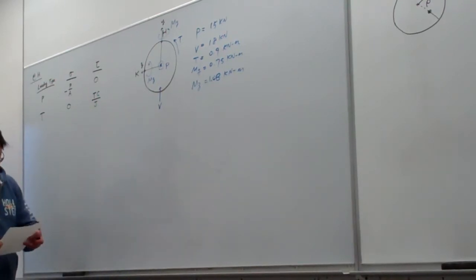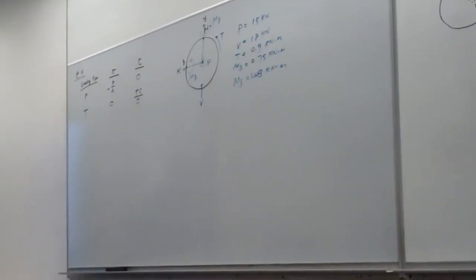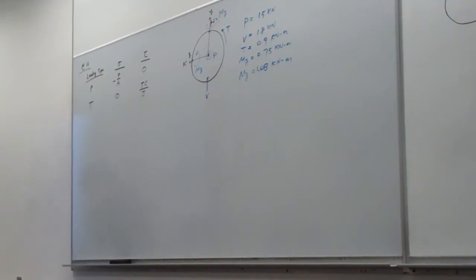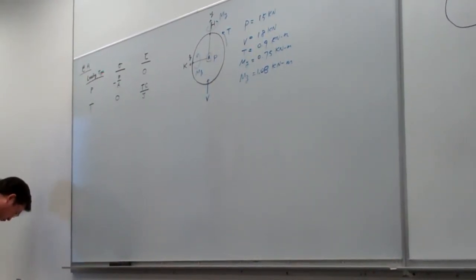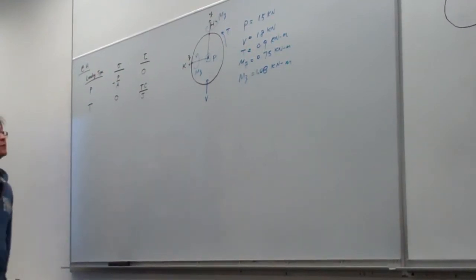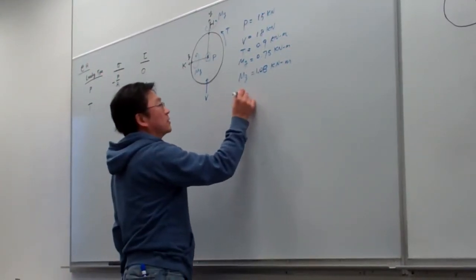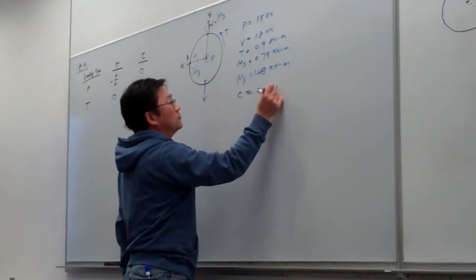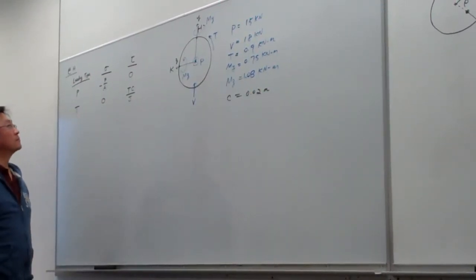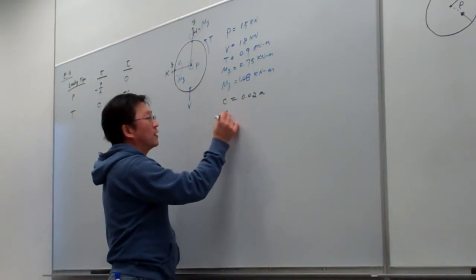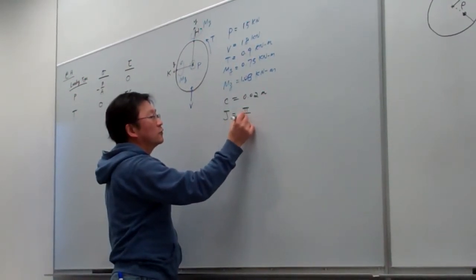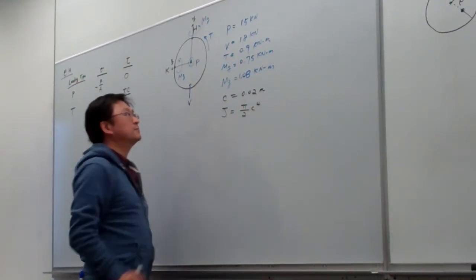And for our example, what is the value of C? I think that is given by the problem. The radius of the shaft is how much? 20 millimeters, thank you. So let me label that C equals 0.02 meter. And in this case, J equals pi over 2 C to the fourth power.